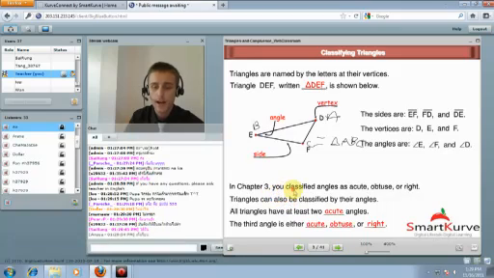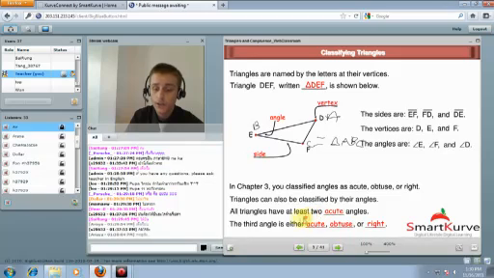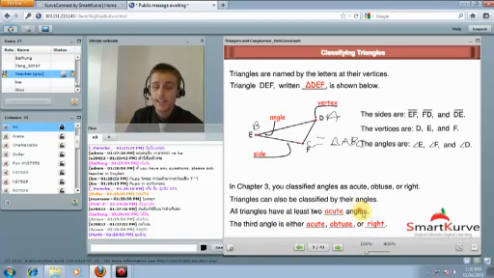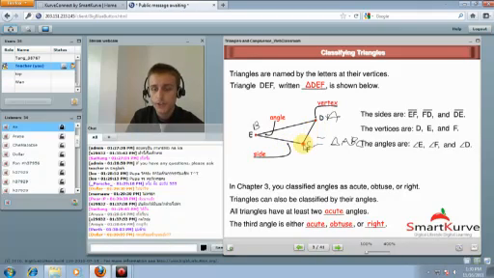So in chapter 3, I assume you were told about the different kinds of angles. You can have acute, obtuse, or right angles. That is also how we classify triangles. All triangles have at least two acute angles, which you will remember means that the angle is less than 90 degrees. So D and E are acute angles. They are less than 90 degrees, and then F would be an obtuse. The third angle is either an acute angle, an obtuse angle, or a right angle.